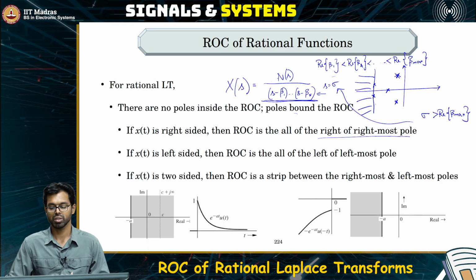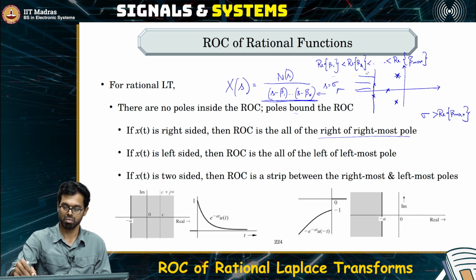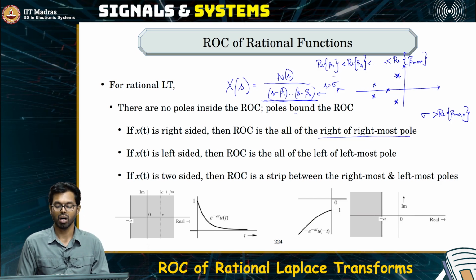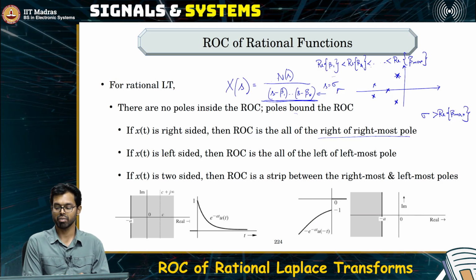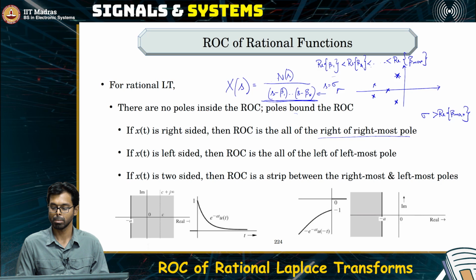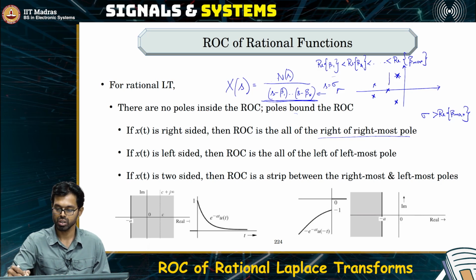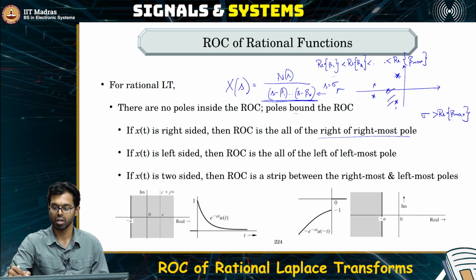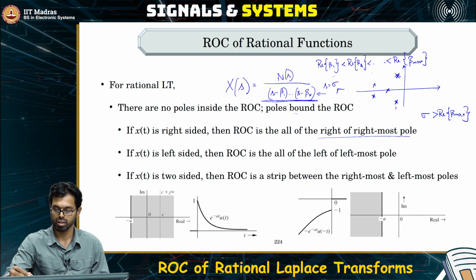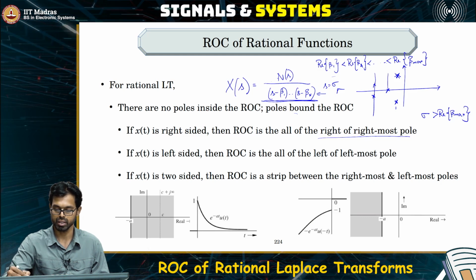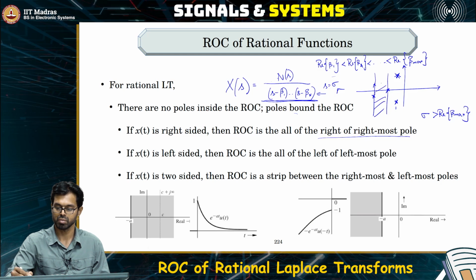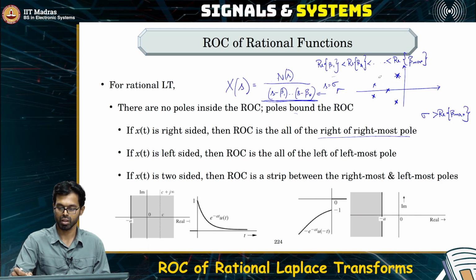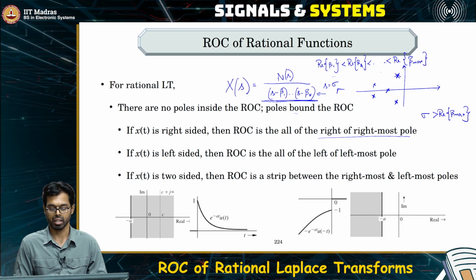Okay. So if the signal was two-sided, then the ROC is a strip between the rightmost and the leftmost pole. So in this case, the ROC could be something like this, or it could be something like this. Could be one of these things. That depends upon the signal.